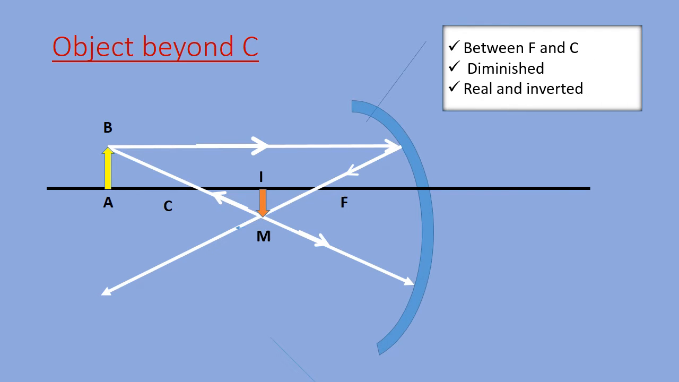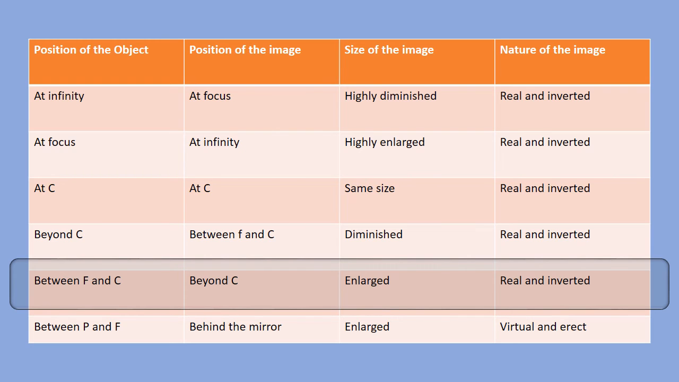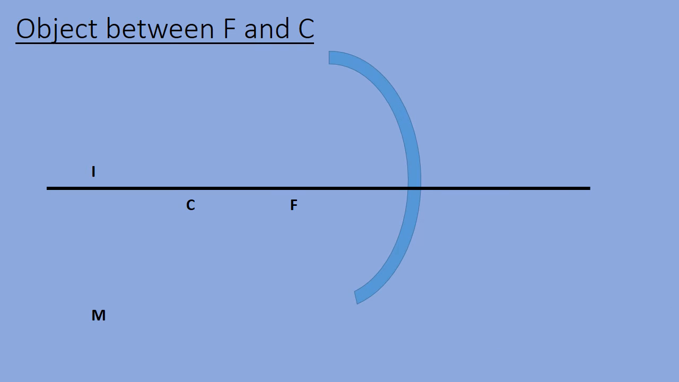Now let's consider the fifth case. That is when the object is placed between focus and center of curvature. In this case, the image would be formed beyond the center of curvature. It would be enlarged, real and inverted. So here we are placing the object between focus and center of curvature.